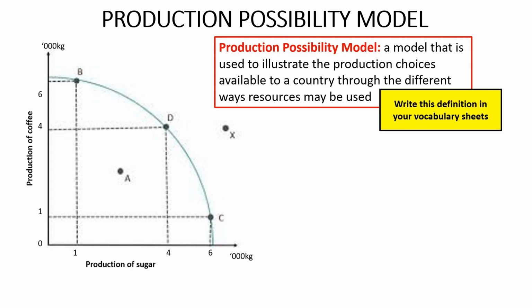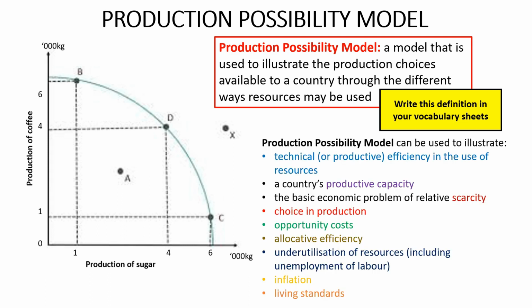As I've said, the production possibility model brings together many of the concepts that we have studied so far. In the following slides, we will be looking at how the production possibility model is used to illustrate technical or productive efficiency in the use of resources, a country's productive capacity, the basic economic problem of relative scarcity, choice in production, opportunity costs, allocative efficiency, the underutilization of resources, including unemployment, which is the underutilization of labor, inflation, and living standards.